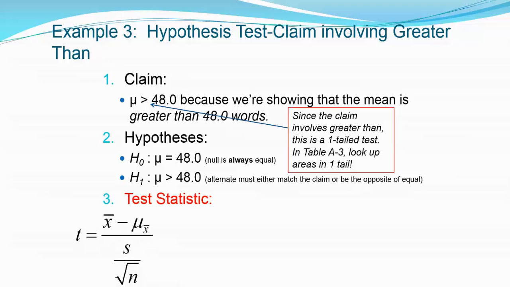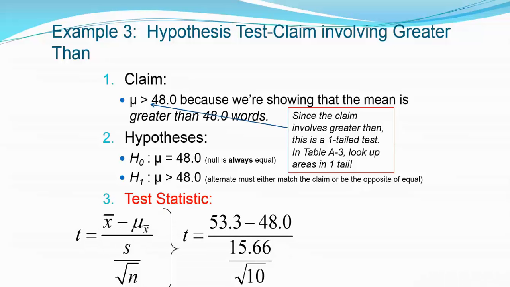So let's set up the test statistic. So t equals sample mean minus claim, so 53.3 minus 48. We divide that by sample standard deviation divided by square root of n, so 15.66 divided by square root of 10. So this gives us a test statistic of 1.074 or 1.070, depending on how you entered this in and if you solved it in separate steps, or if you entered it all in one step, you'll get a slightly different answer.